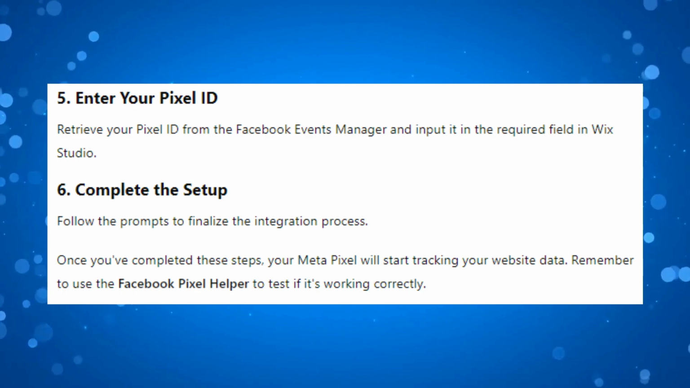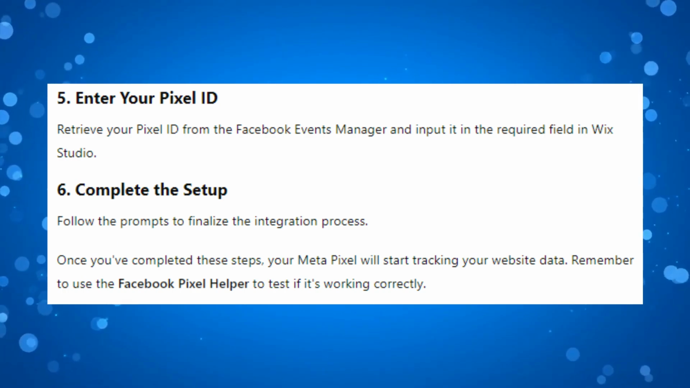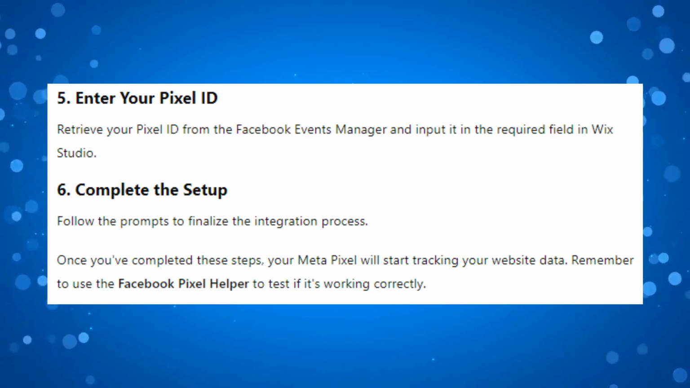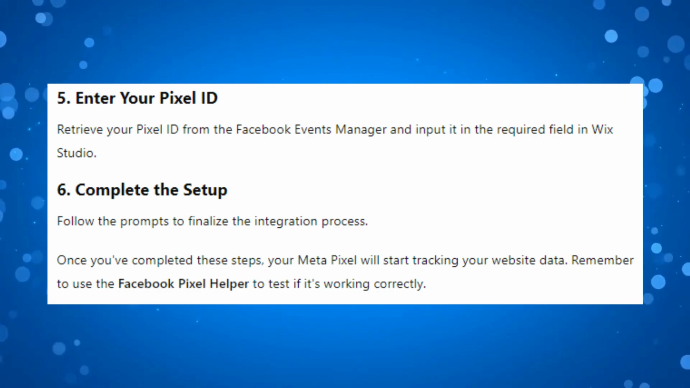After completing these steps, your Meta Pixel will start tracking your website data. Remember, of course, to use your website pixel helper to test if it's working correctly. So that is how to set up a pixel in Wix Studio.